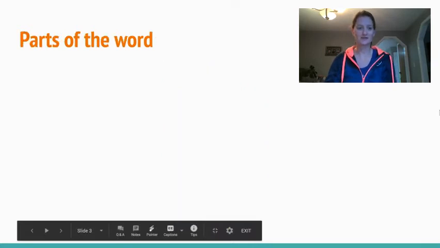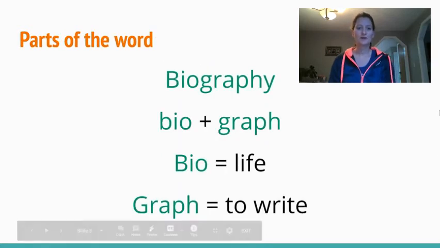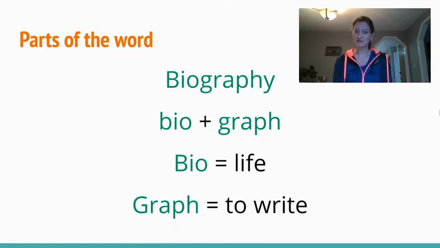So let's have a look. The word biography is made up of 2 parts. We've got bio and graph. And bio means life, and graph means to write. They come from the Latin words. So in Latin, bio means life, and graph means to write. So when you put them together, it's writing about a life.